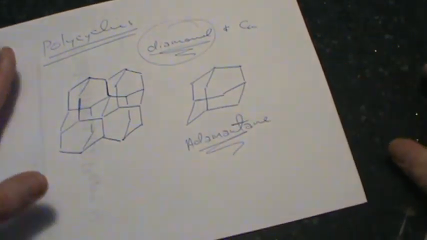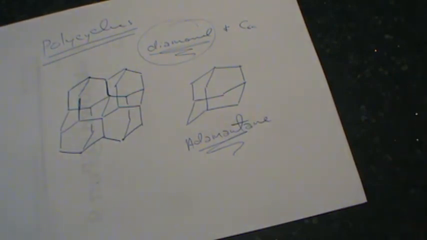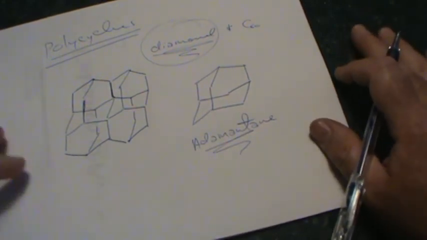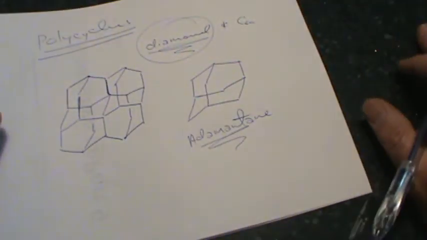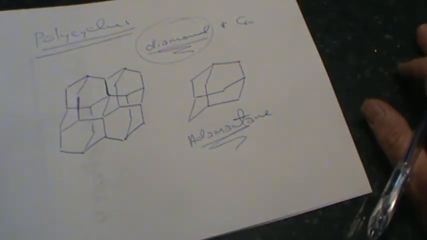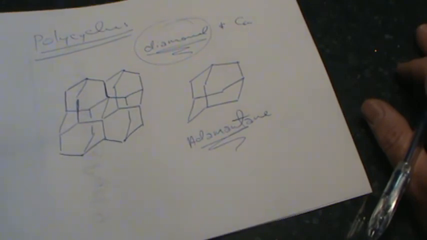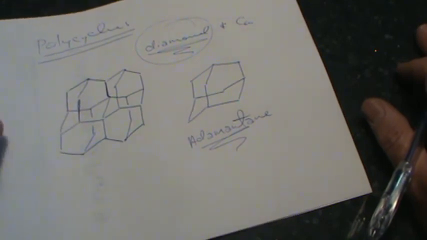Adamantane holds a very special place in the history of organic chemistry, and maybe I'll tell you about that a little bit later. Diamond is a polycyclic hydrocarbon made up entirely of cyclohexane rings which are fused together in 3 dimensions.